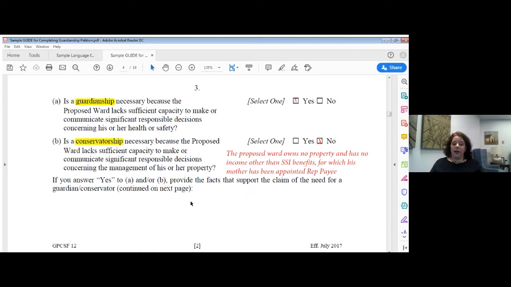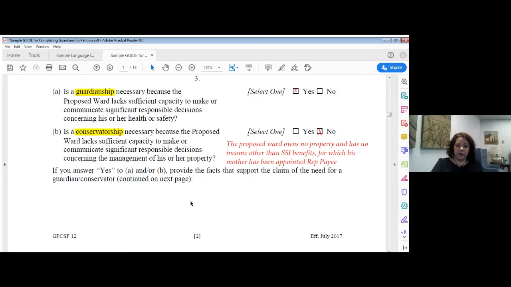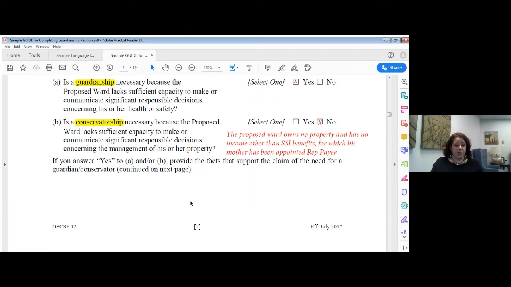So, you want to say, yes, we recognize that actually this person does have income, but there's already a process in place for that. And so typically that works just fine in avoiding conservatorships. So that's how you would answer A and B. Now here's the real crux of the petition.